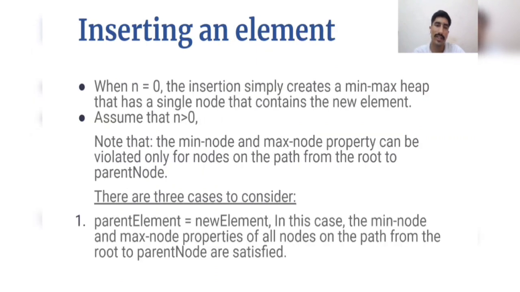So now we are going to discuss insertion. So inserting an element: if the heap is empty, then we can directly add the element. But we will now assume the case where the number of nodes is greater than zero. Then one property can be violated. The min node and max node property can be violated only for the nodes on the path from the root to the parent node. So there are three cases to consider. First, the parent node being equal to the element which we are going to add. In this case, the min and max node properties of all the nodes do not get disturbed by adding the new element, so the properties are satisfied here.